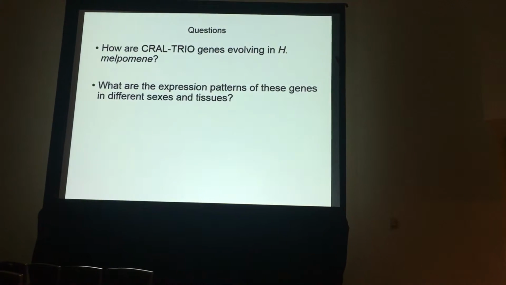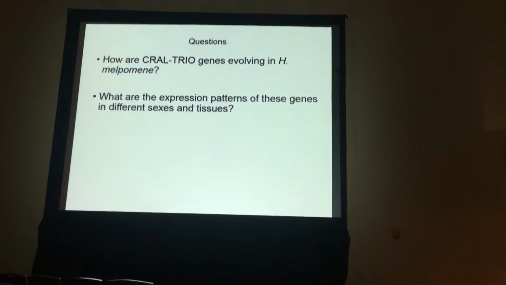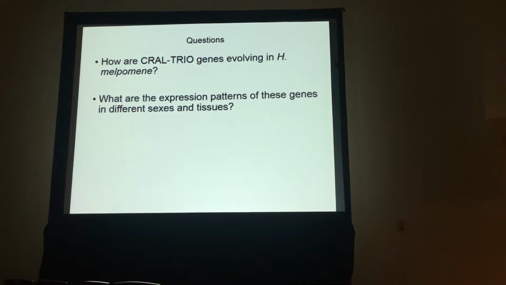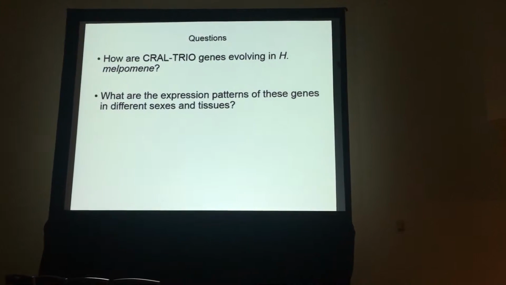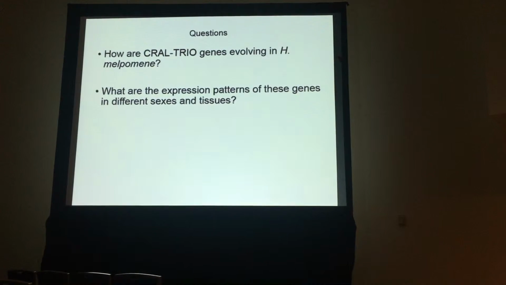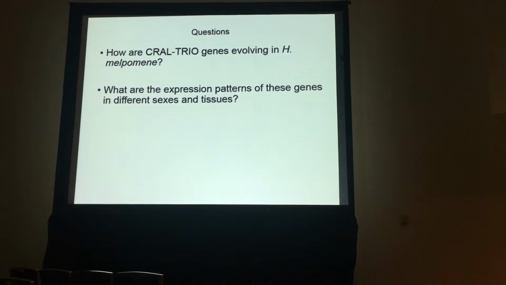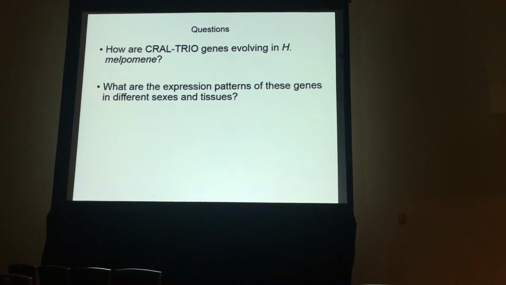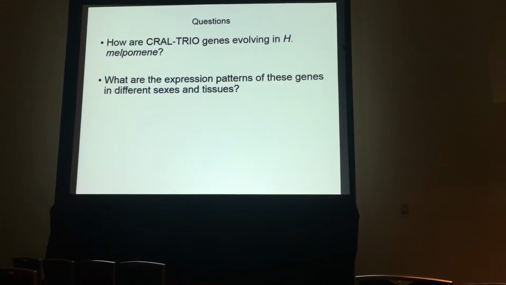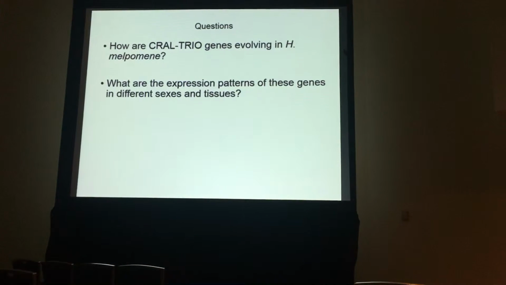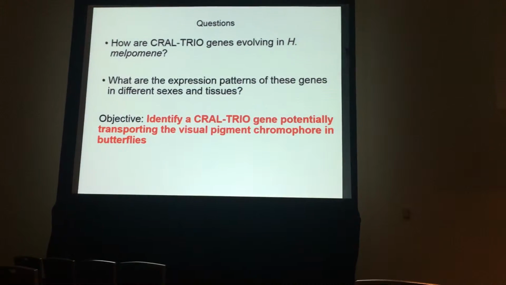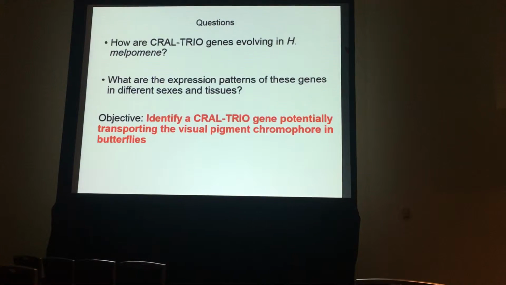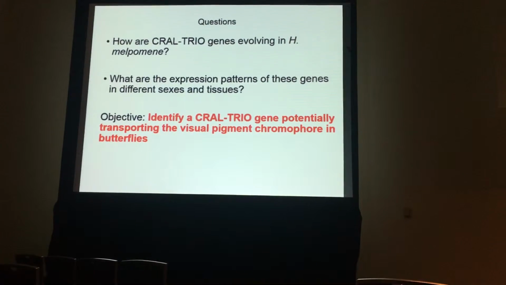The next thing I wanted to look at is, what are the expression patterns of these genes in different sexes and tissues? So when we did the previous study, we did not find a homologue for PINTA. And if we wanted to see which of these genes is a candidate for chromophore transport, then presumably it would be upregulated in the heads. And the Manduca project did have RNA-seq data for the heads, but only for the heads, so we cannot compare it to other tissue and see if it was indeed upregulated. So the objective of this study is to identify a CRAL-TRIO gene potentially transporting the visual pigment chromophore in butterflies by using Heliconius melpomene.